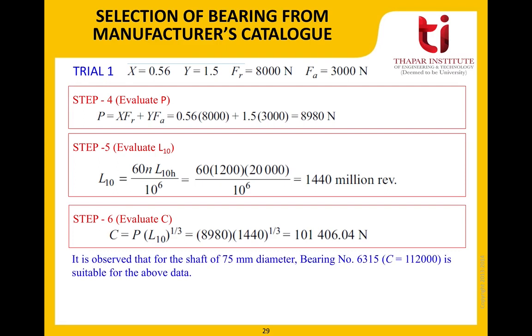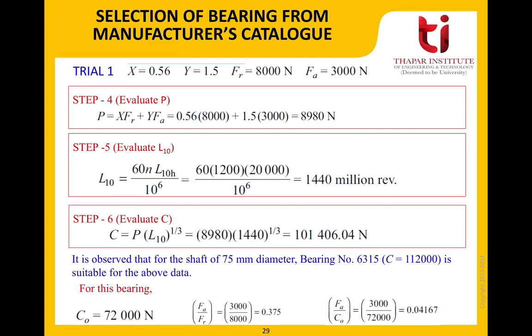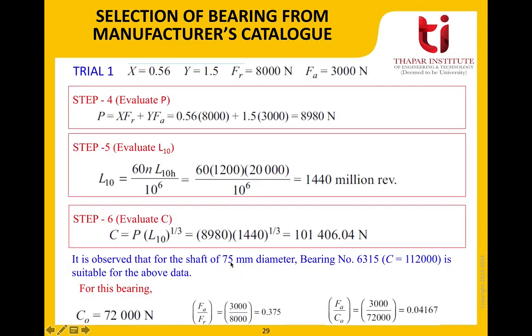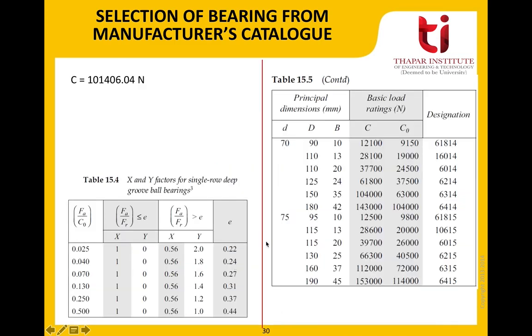In step 6, we evaluate C, that is the dynamic load capacity, and we get it as 101,406.04 newtons. Now, once we get this value for the dynamic load capacity, we need to go to table 15.5 corresponding to the shaft diameter of 75 mm. Again, we can have a look that there are 6 bearing series that are available for this application.